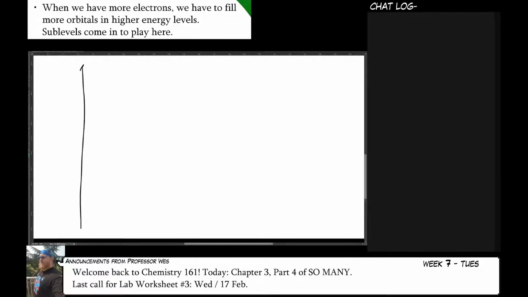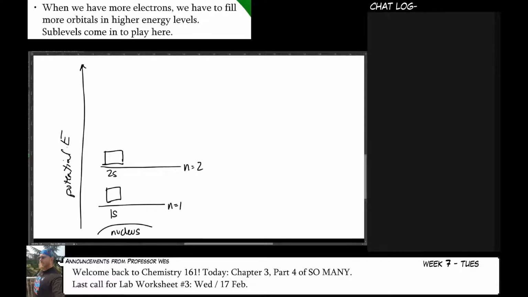So here's my potential energy. Here's my nucleus. And I'm just going to skip over the bins and just draw the orbitals as they are. So we'll call this 1s. There's 2s. But we did just say that 2s is going to be lower in energy than 2p is. So I'm going to draw it a little bit higher up. And then we'll do the same thing for n equals 3.